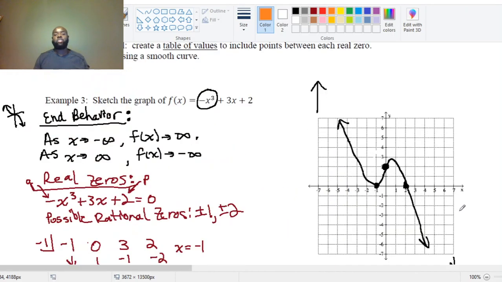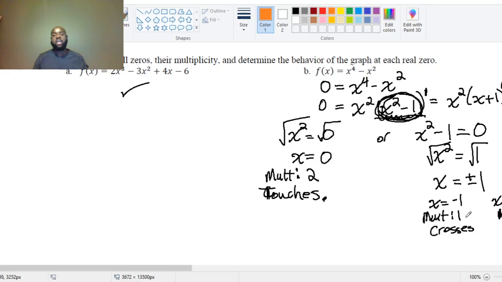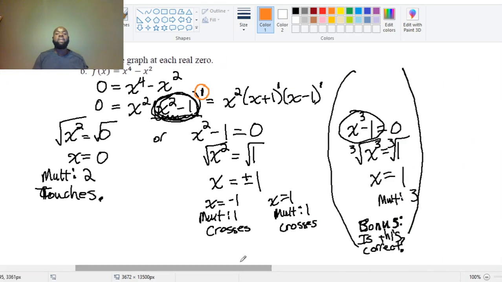Just to go back to that bonus, I'm going to give you a little hint. This may actually be true, all right? So tell me why this is incorrect, all right? Tell me why the multiplicity of this 0 here is actually 1. Tell me why the multiplicity of x cubed minus 1 actually equals 1. All right. Tell me why.